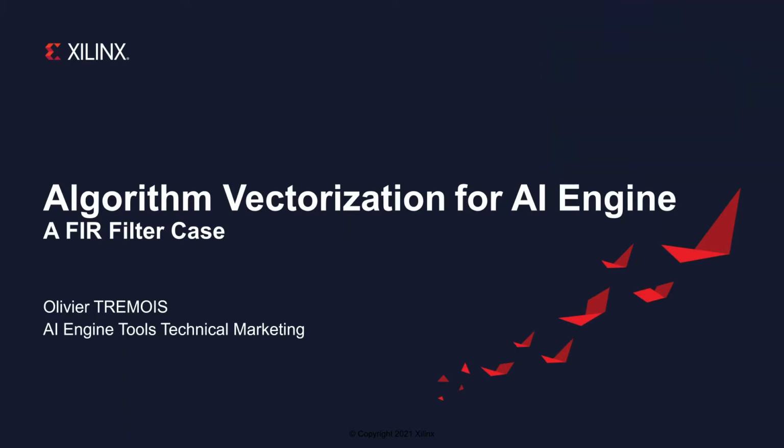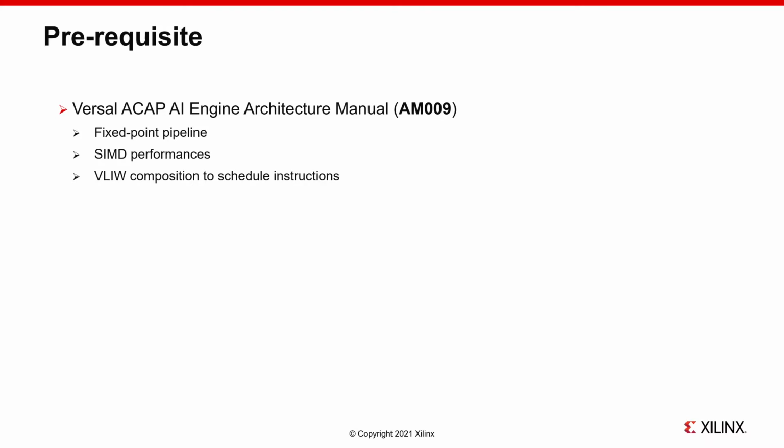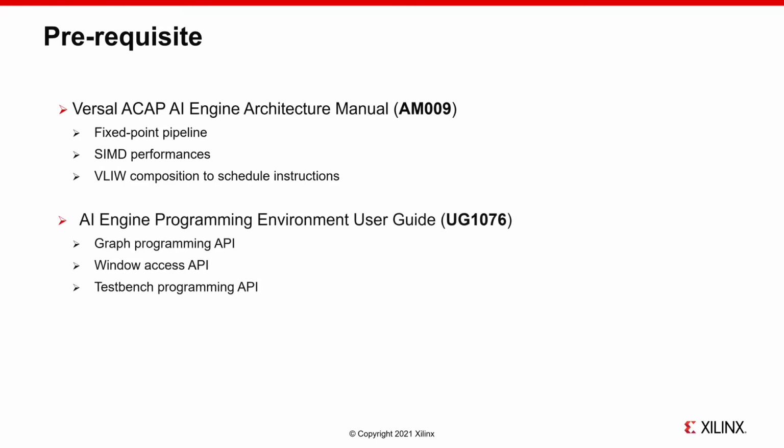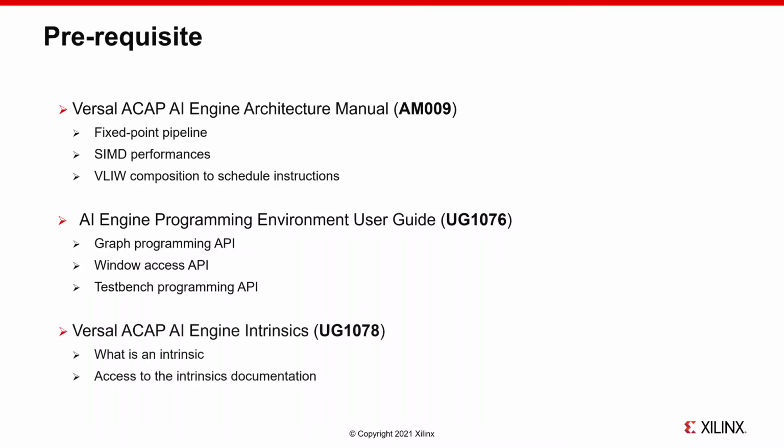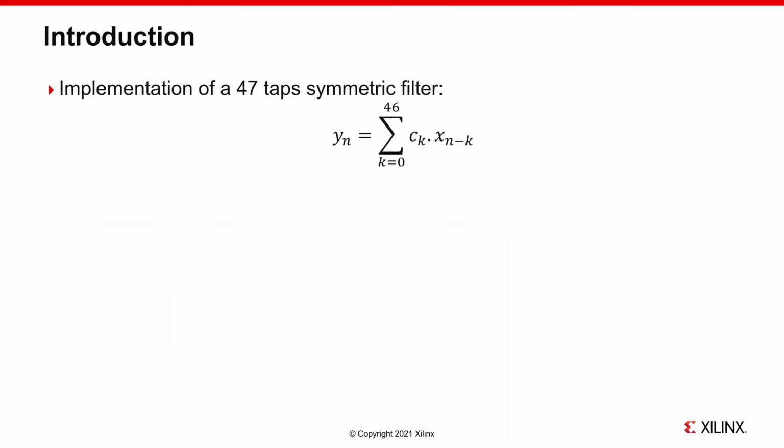To follow this video in the best conditions, it is preferable that you have a basic knowledge about the AI engine architecture, typically the fixed point pipeline and SIMD capabilities. The AI engine programming environment is also important to understand why some tools are used and how the programs are written. Finally, and perhaps the most important, you should know what is an intrinsic and how to get information about them. The goal of this video is to program and optimize the implementation of a 47-tap symmetric filter.